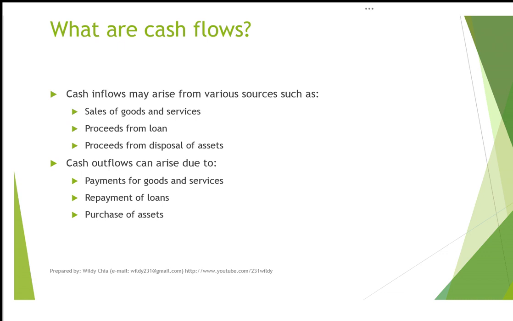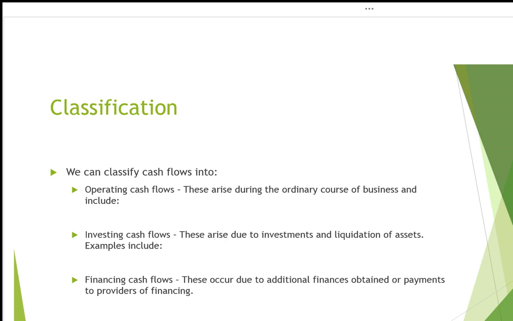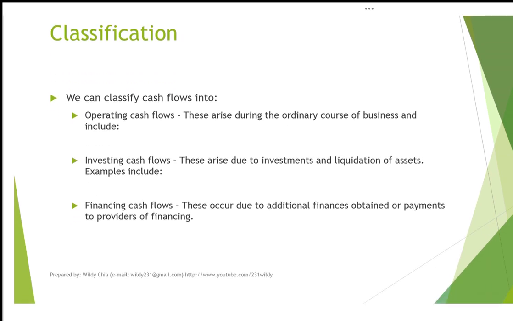So what are cash flows? Cash flows may arise from many sources, such as sale of goods, proceeds from loans, proceeds from disposal of assets. It may arise from payment for goods and services, repayment of loans, and purchase of assets. It may occur from many other sources and so on. But generally we classify cash flows into three broad categories: operating, those that occur during the ordinary course of business, which includes sales and purchase of goods and services.